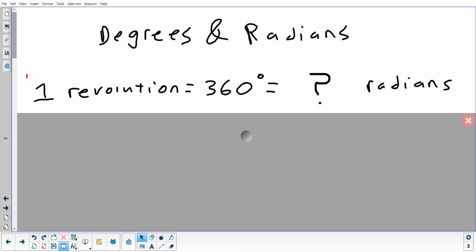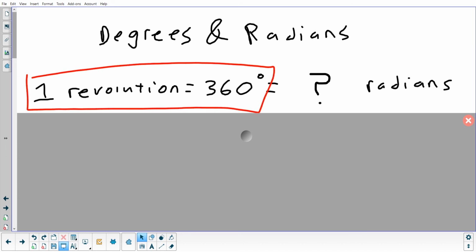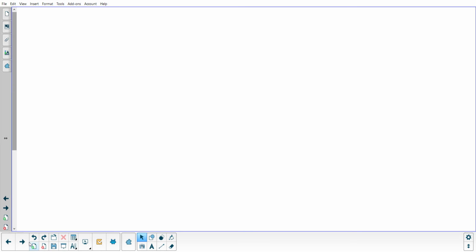So now that I know this fact, that would be enough information to convert degrees to revolutions. Okay, the way I could do it is like this. Start with our true fact on the left. And now on the right, you could make another fraction, and you could fill in whatever you want to know. Let's say you wanted to know how many degrees in 5.5 revolutions.